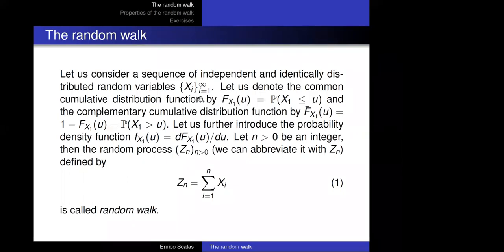So this distribution is characterized, for instance, by the cumulative distribution function, or equivalently by the complementary cumulative distribution function, which is 1 minus F_X1 of u. This is the probability that the random variable is smaller or equal than a certain number u, and this is the probability that the random variable is larger than that number u. And then you can introduce the probability density function as the first derivative of the cumulative distribution function.